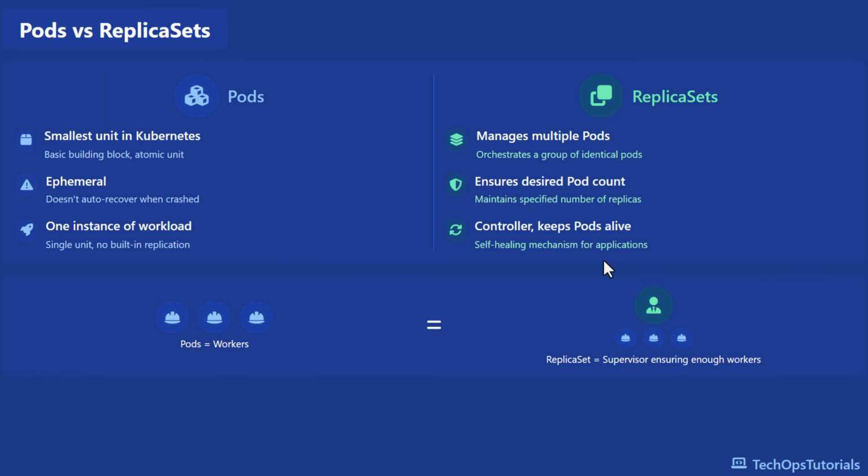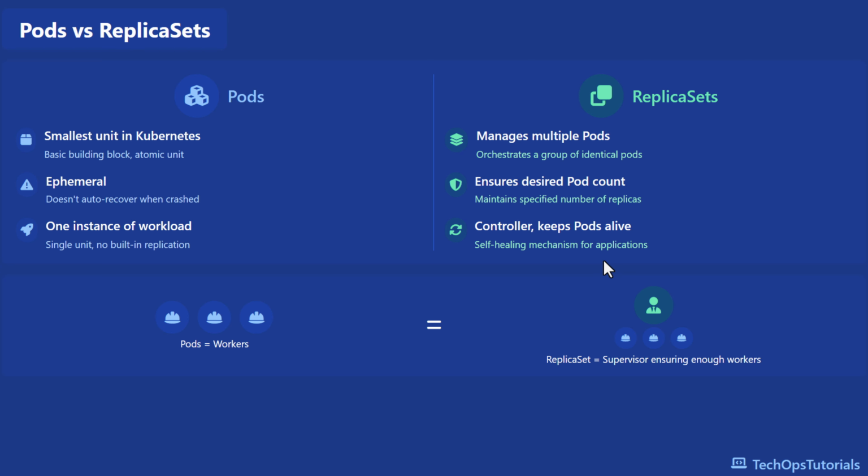Now let's look at the difference between pod and ReplicaSet. Starting with pod, these are the smallest unit in Kubernetes. You can think of them as basic building blocks that run your application. Pods are ephemeral, meaning they don't come back on their own if they crash. Also, a pod usually runs just one instance of a workload. There is no built-in replication with a single pod.